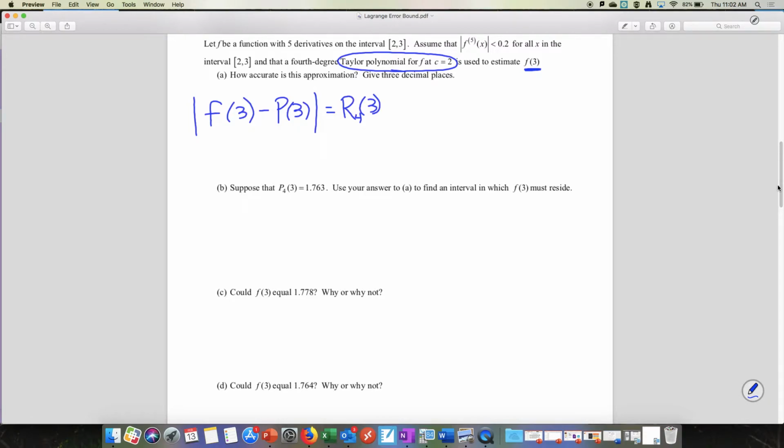So our remainder, if we have a 4th degree polynomial, what factorial and exponent are we working with? What's the next unused term? 5. Okay, so we are talking about the maximum of the 5th derivative over 5 factorial times x minus 2 to the 5th power. It's an absolute value, though.